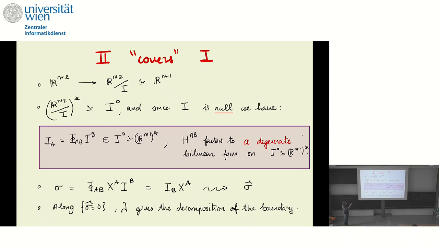And when you look at the metric induced on this, you see that it becomes degenerate as it was before. So everything is completely compatible. That's the idea. And this is what I was saying about the quotient. And lambda is giving you the exact decomposition of before of the boundary.